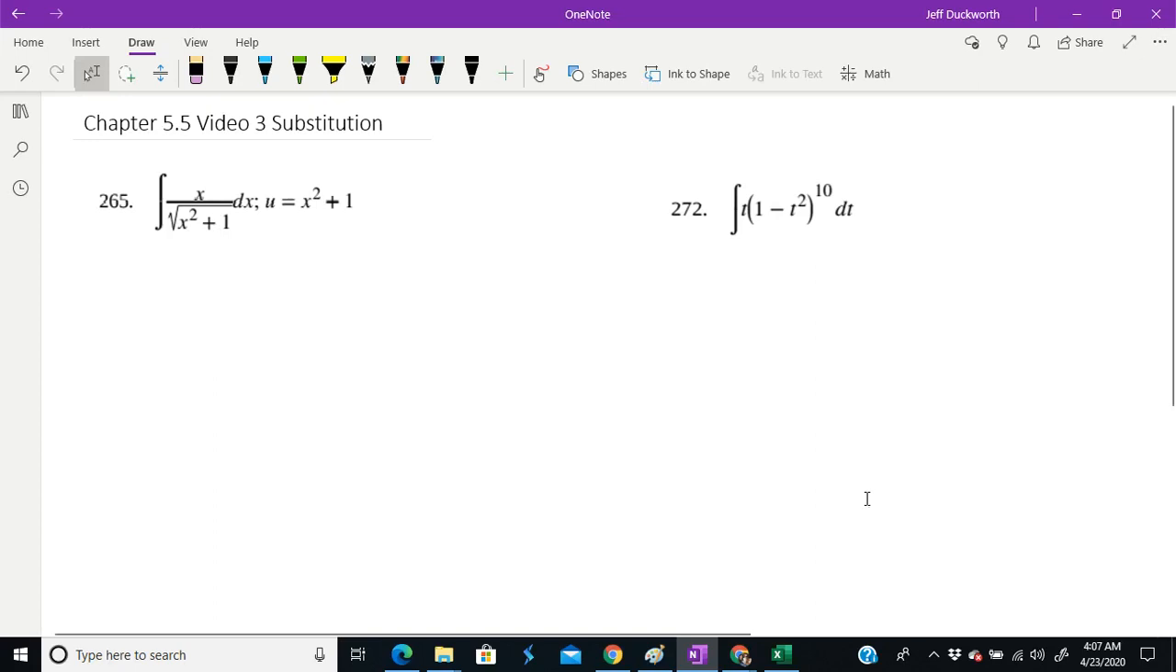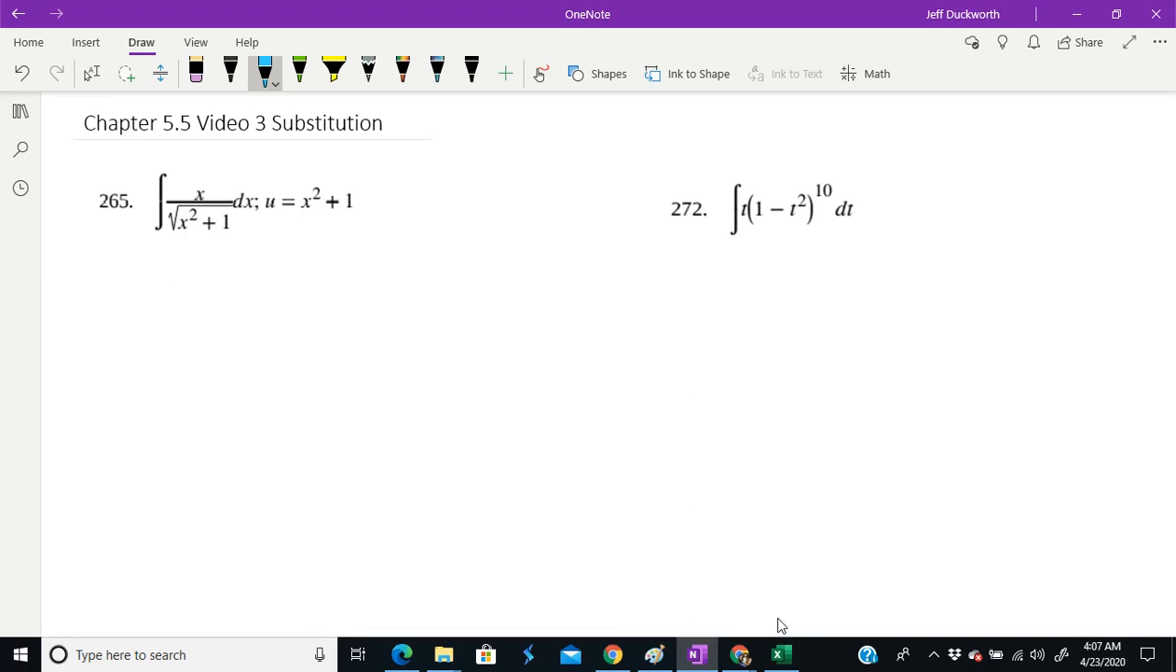I'm going to do two more example problems. These are going to be from 5.5. These are on page 593 in your book. So the first one that we're going to do is number 265, and it actually gives us a hint as to what to use for u. So it tells us to use u as x squared plus 1.